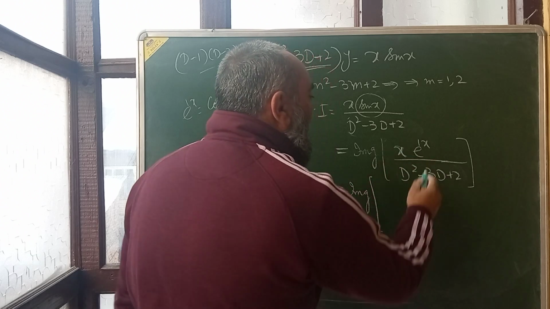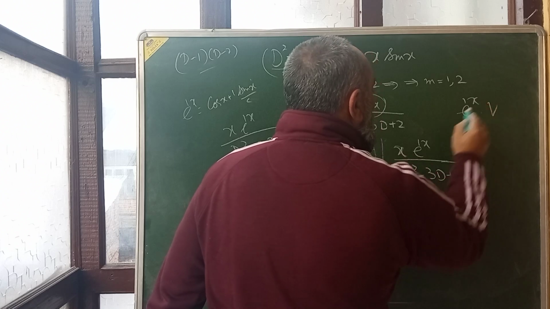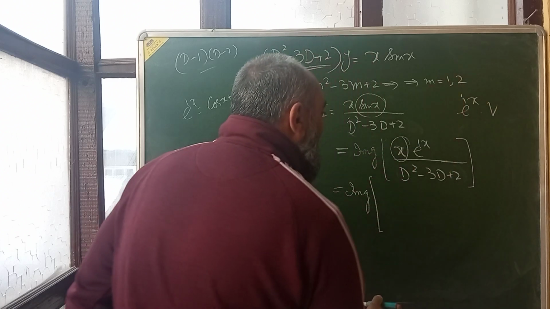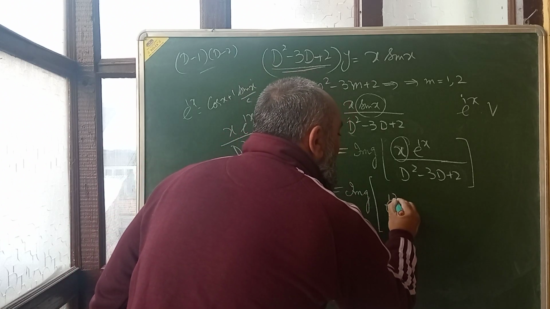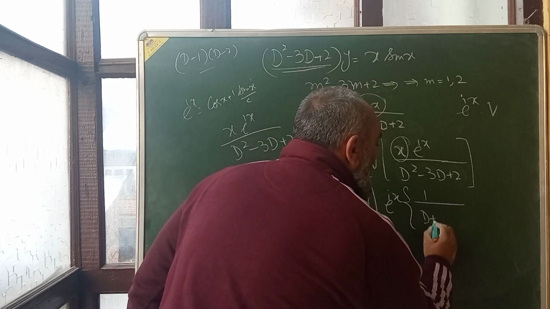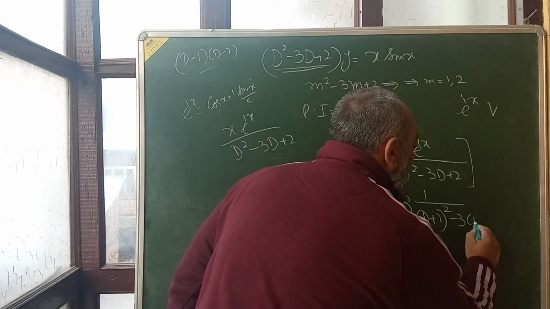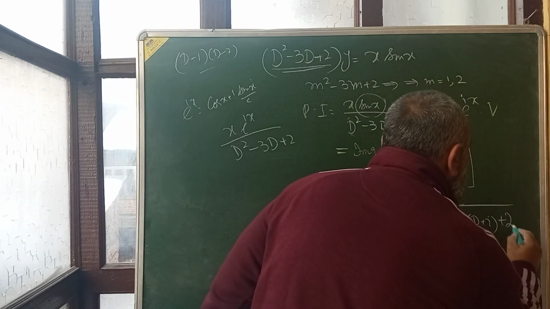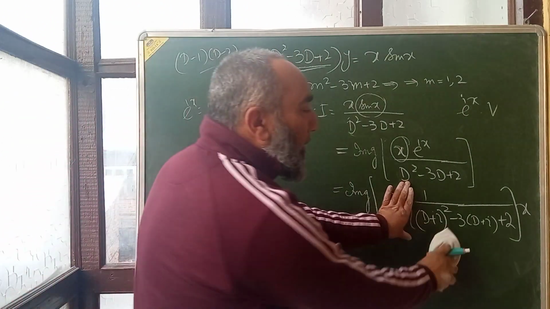See, I will use the formula e to the power ix into v. This is v. And what is your a? It is iota. So this is e to the power ix as it is, and this is 1 upon (D plus iota) whole square minus 3 times (D plus iota) plus 2, operating on x. Now this is f(D) operating on x.